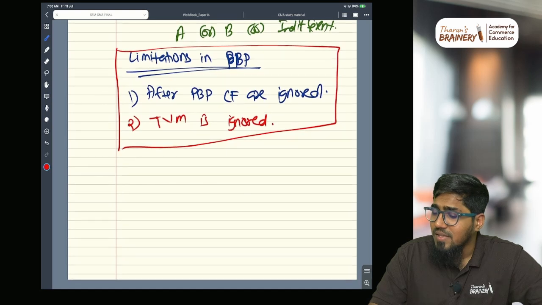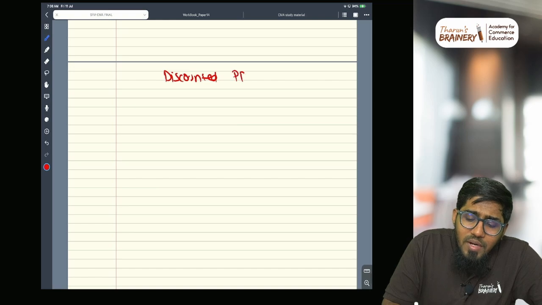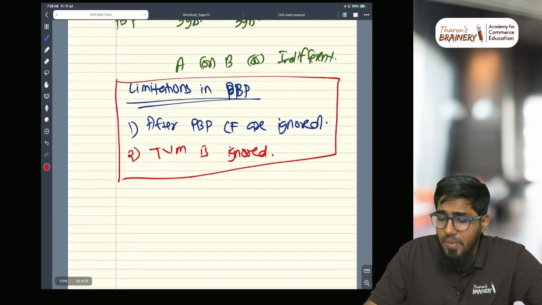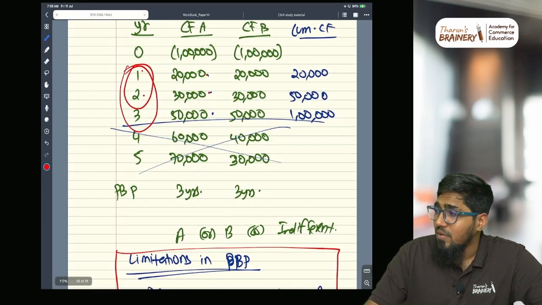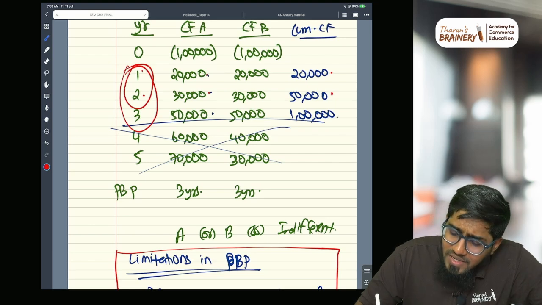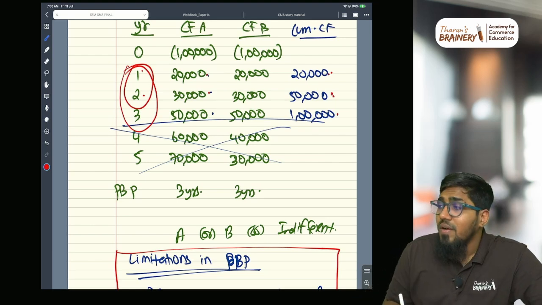So for that reason, they introduced one more method, which is called discounted payback period. What he is telling is that one person is coming and asking, how can you add the first year cash flow with the second year cash flow? How can you add the second year cash flow with the third year cash flow? You cannot add. Both have different values.